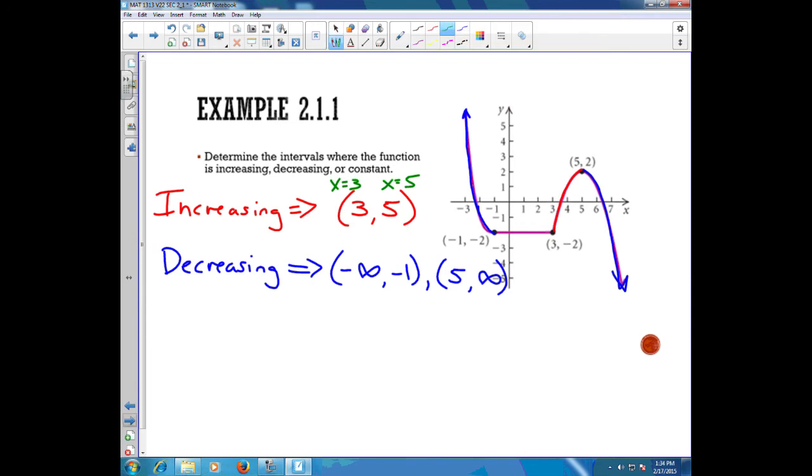Finally, we want to determine where the function is constant. Where is the y value not changing as x increases? And we can see that on this bottom piece here, from x equals -1 until x equals 3, the function is constant. And so the interval where it's constant is -1 to 3.